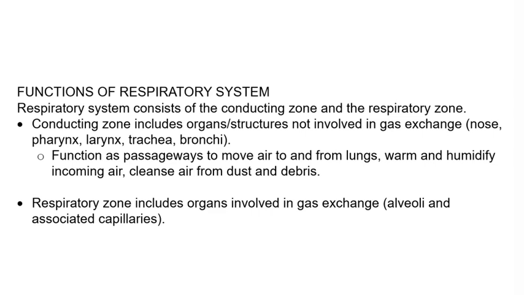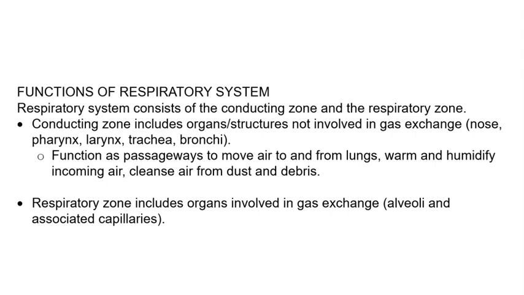Anatomically, the respiratory system consists of the conducting zone structures and the respiratory zone structures. The conducting zone structures include the organs that are not involved in gas exchange. Instead, the conducting zone simply moves volumes of air to and from the lungs. These structures include the nose, the pharynx, the larynx, the trachea, and the bronchi. So they function, as I mentioned earlier, as passageways to move air to and from the lungs. They also function in warming and humidifying that incoming air and also to cleanse that air of dust and debris.